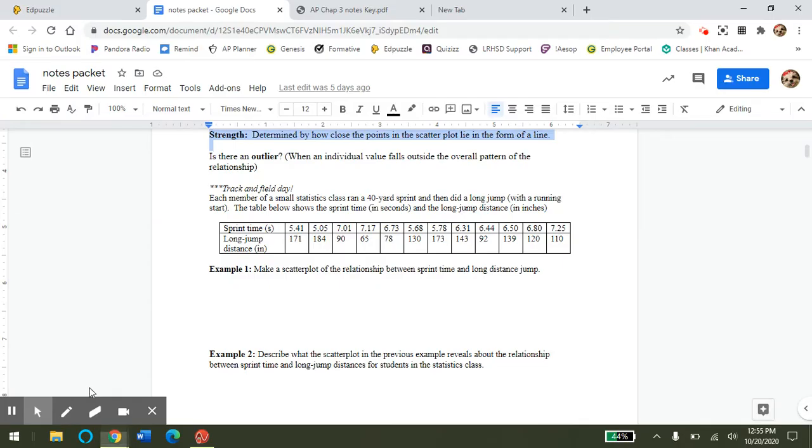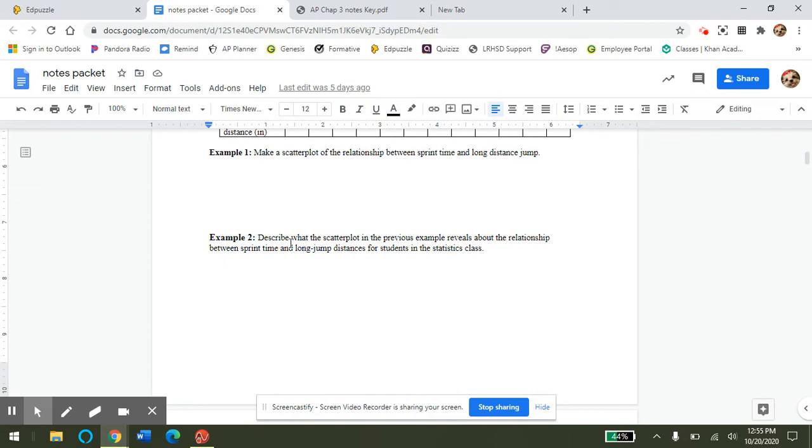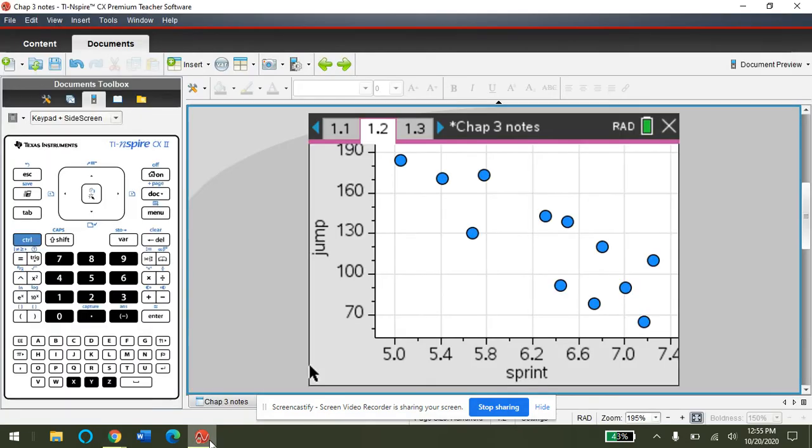So let's go to the next question. Example 2. Describe what the scatter plot in the previous example reveals about the relationship between sprint and long jump distances. Now, when you're looking at that graph, we need to comment on strength, form, and direction, in any order. Form, this is approximately linear. Direction, negative. Strength, I would say there's a strong relationship. There's a clear pattern that the higher timings, the slower your sprint, the shorter your jump. The faster your sprint, the farther your jump.